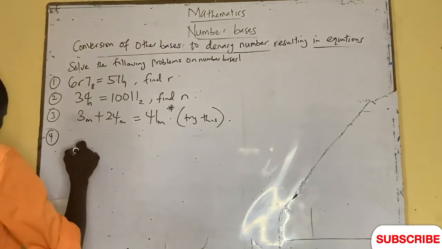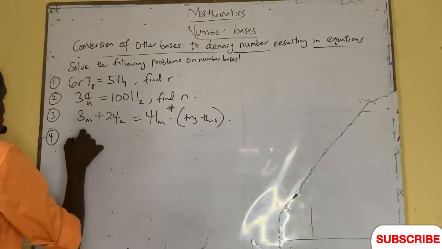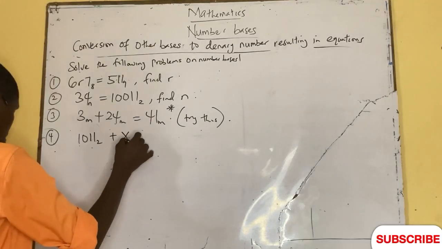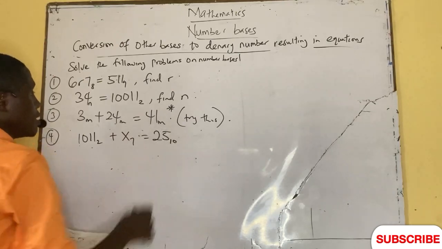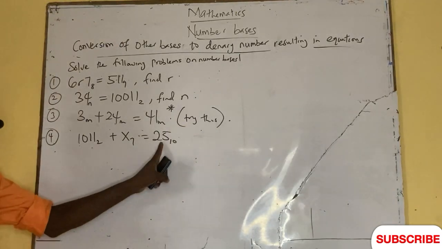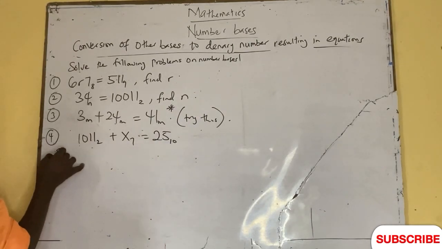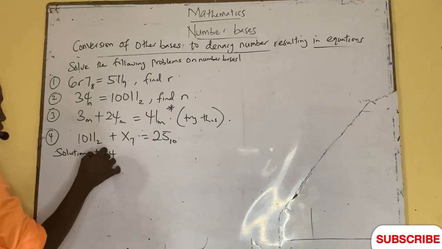Let's quickly try this question, which says 1011 base 2 plus x base 7 equal to 25 base 10. Now, the reason I wanted to do this one is because this one is already base 10, so there's something for you to convert. So I'm considering this one now. Solution to question 4.